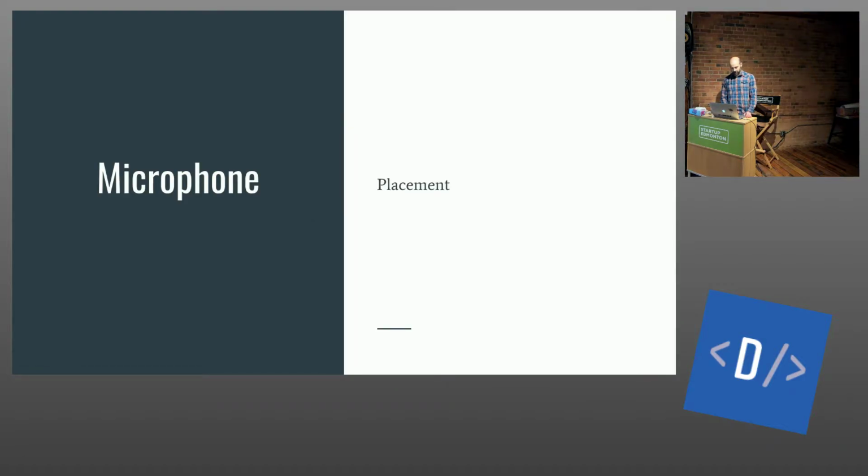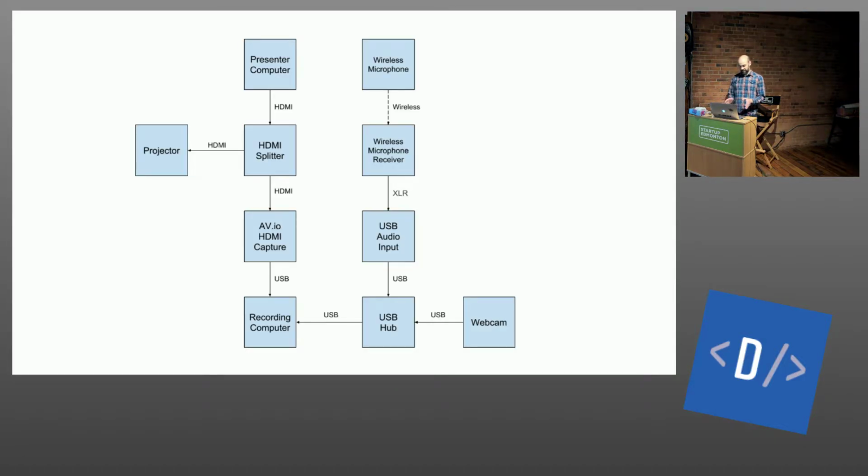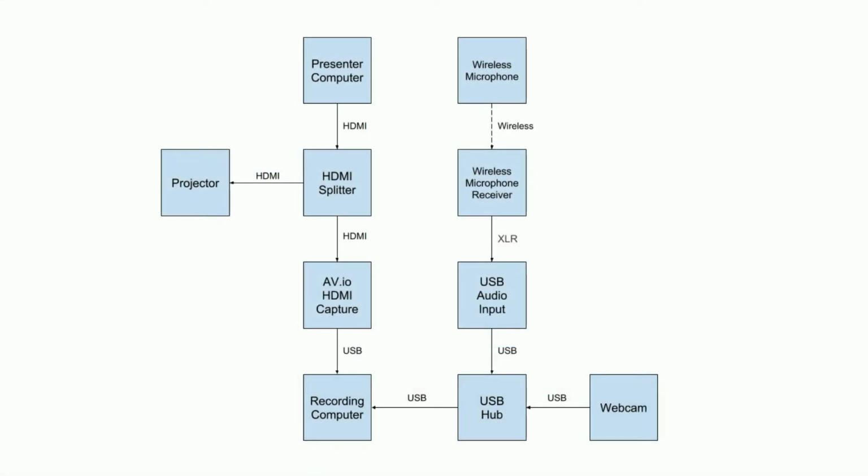So hardware, there's a couple things. We have here kind of an overview, and I'm not going to go into this too much right now. This is documented. We have a big website where I break down what all these pieces are and how they go together. And after the talk today, we're going to look through the setup that we have here. But essentially, the presenter's computer has HDMI coming out of it and going into a splitter. One of the HDMI goes up to the projector, which is what everyone in attendance will see.